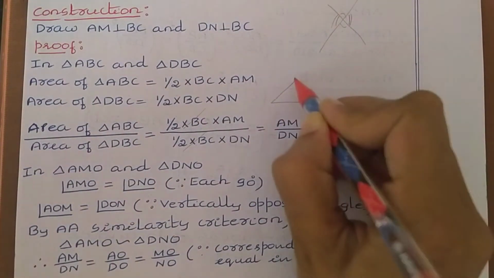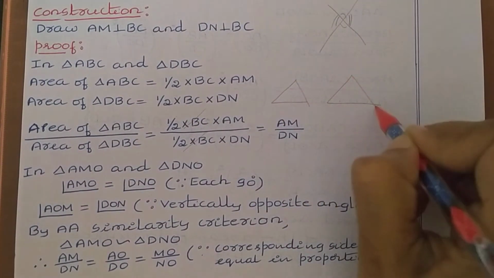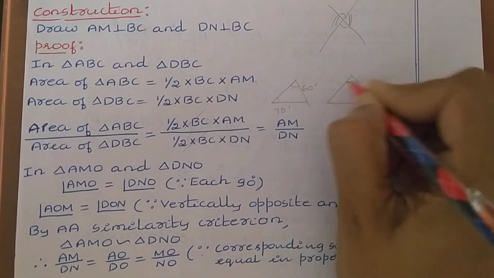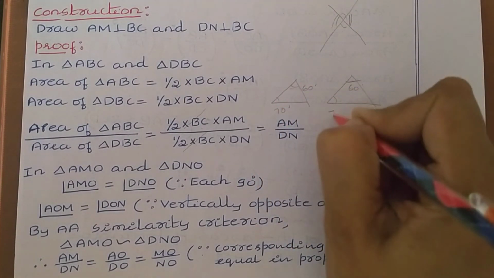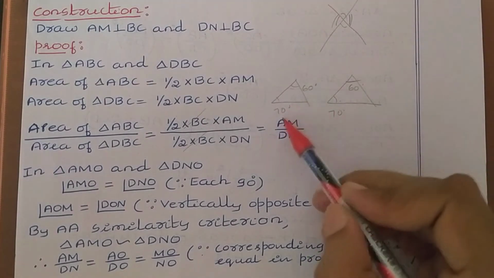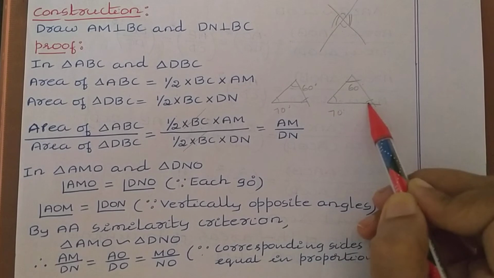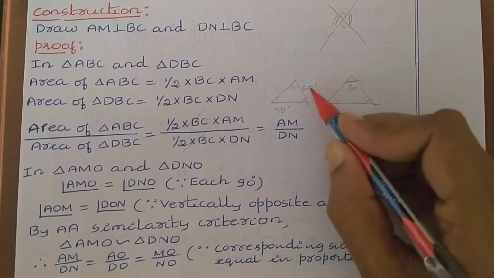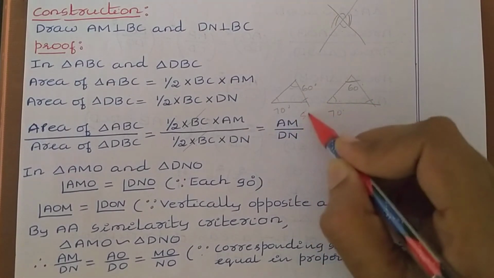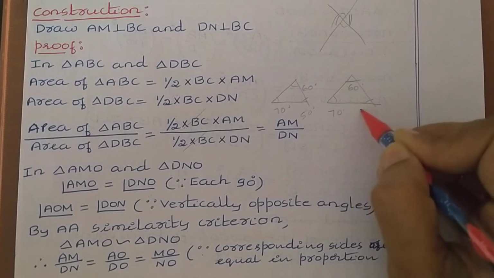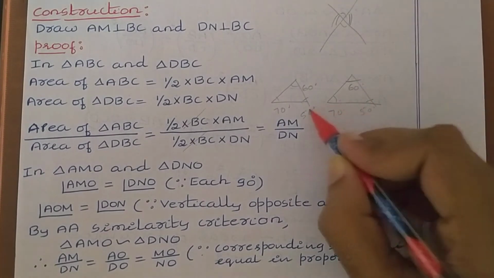That means, for example, let us say that we have two triangles. Here one angle is 60 degrees, another one is 70 degrees. Here also one is 60 degrees, another is 70 degrees. If these two angles are equal, then the third angle is also equal. Here you get 180 minus 60 minus 70, which means 50 degrees. Here also 180 minus 60 minus 70 means 50 degrees. So you can see that.